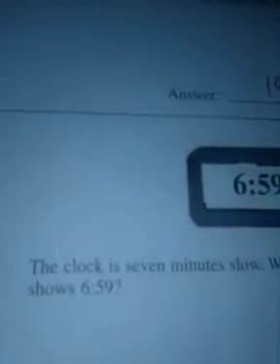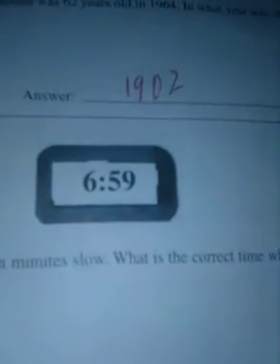Molly's grandmother was 62 in 1964. In what year was she born? This is simply a matter of subtraction. 1902.